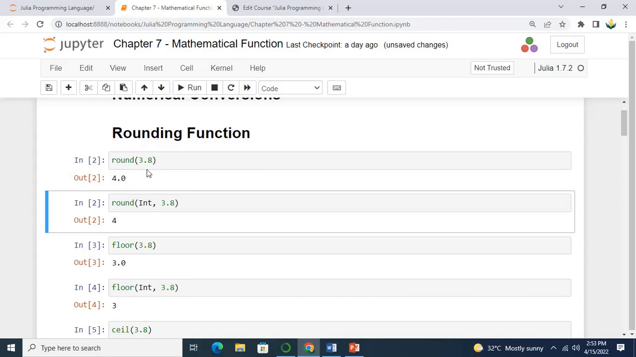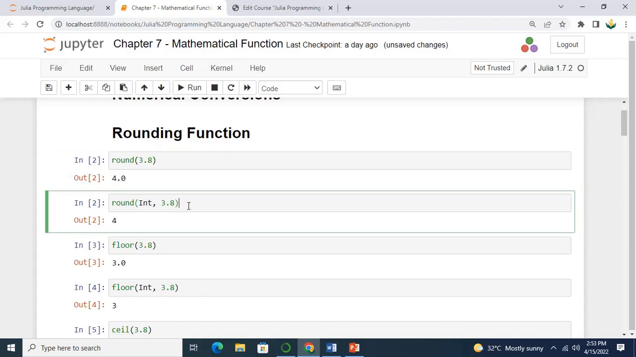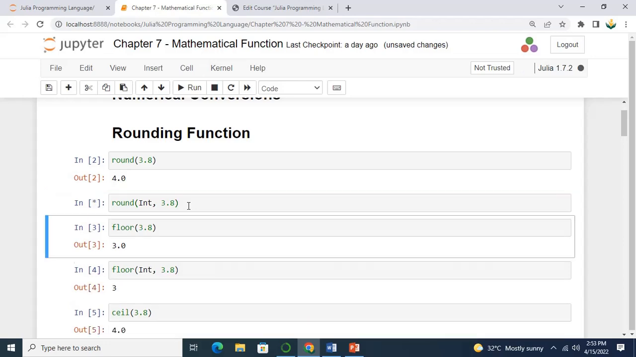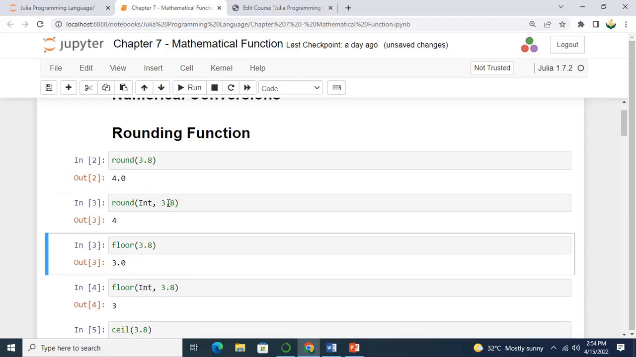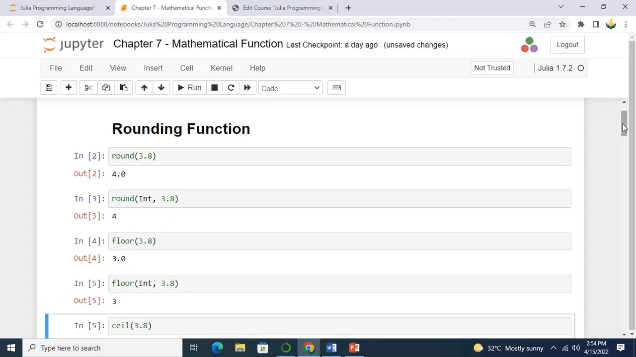You get the round of 3.8, which is near to 4. Since it is displayed in floating point, you see 4.0. Suppose you want the round of 3.8 as 4 in the integer type. You can make use of the method int on 3.8, and it is going to display only the value 4. Next, there is another technique. Let's say you want the floor value, which is only the integer part. I can make use of the method called floor on 3.8, and it is going to display 3.0. Similarly, if you want an integer part, you can make use of the method int of 3.8.